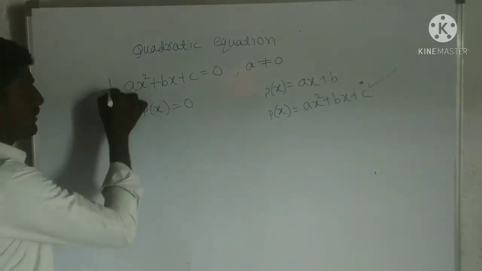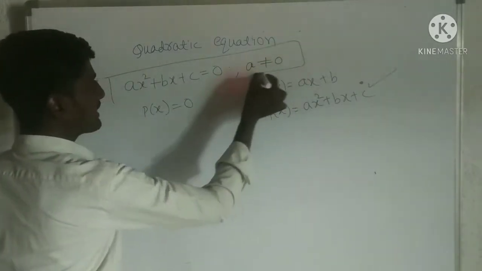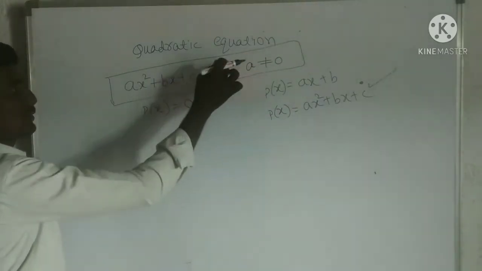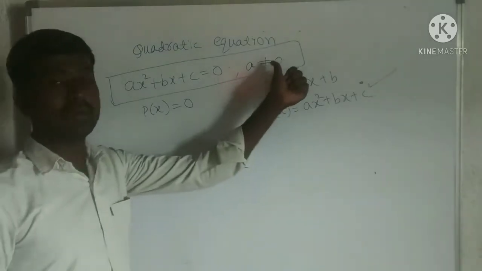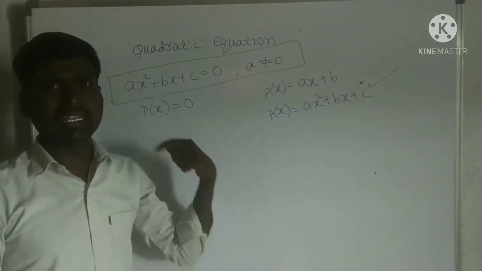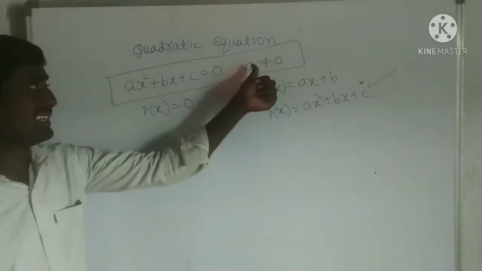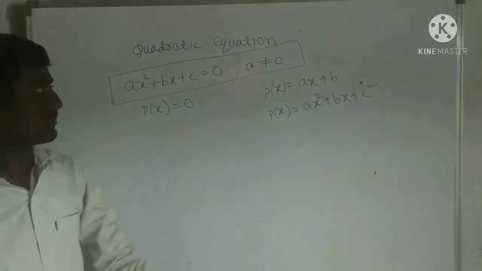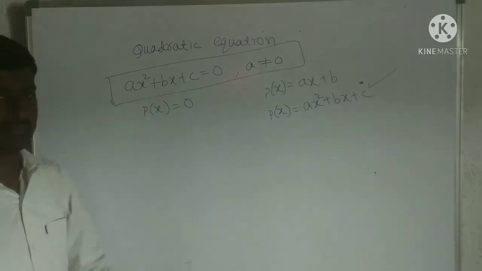So the standard form of a quadratic equation is ax square plus bx plus c is equal to 0, where a must not be equal to 0. a, b, c may be any real numbers. You can take any real numbers for a, b, c, but a should not be equal to 0. This is the quadratic equation.